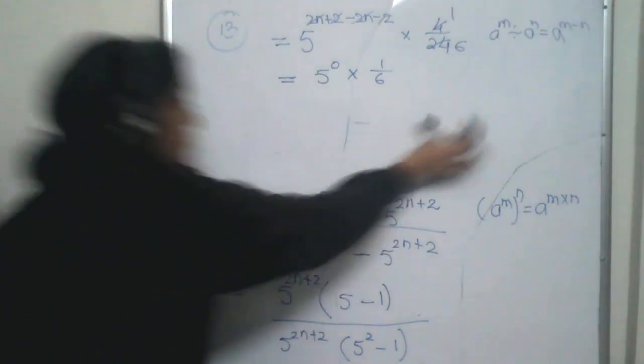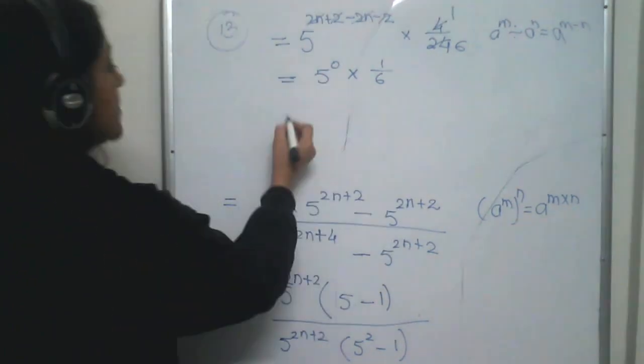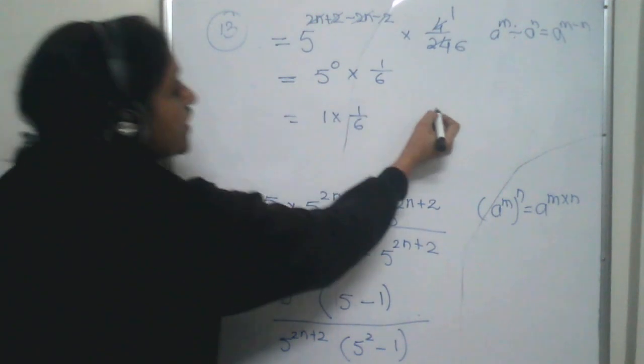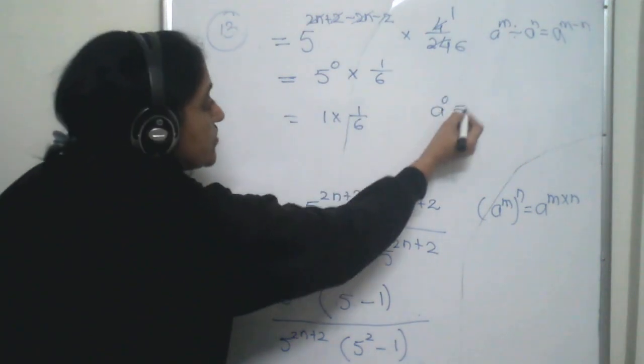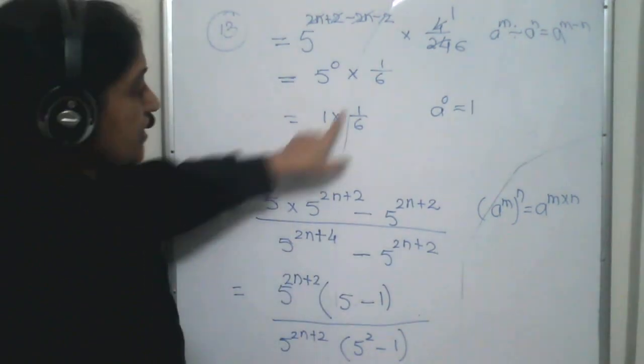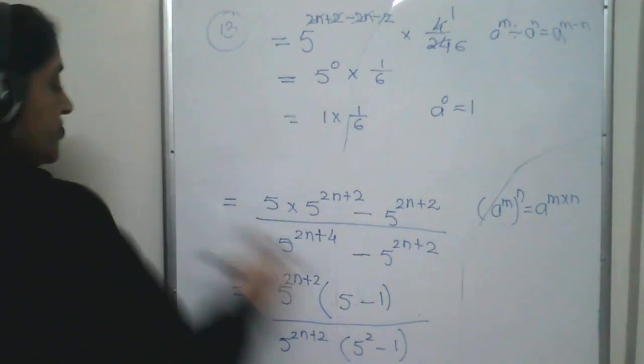5 to the power 0 is what? 1. So that will be 1 into 1 by 6. Okay, we used a to the power 0 is equal to 1 here. So the answer will be 1 by 6. 1 into 1 by 6 is nothing but 1 by 6.